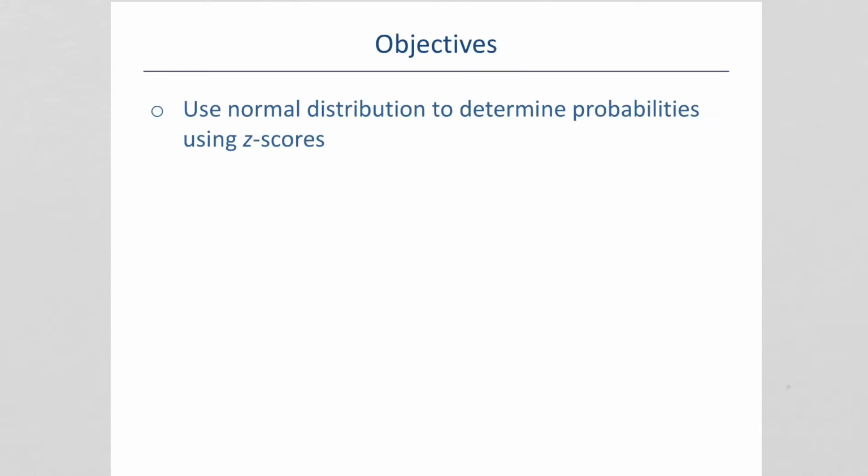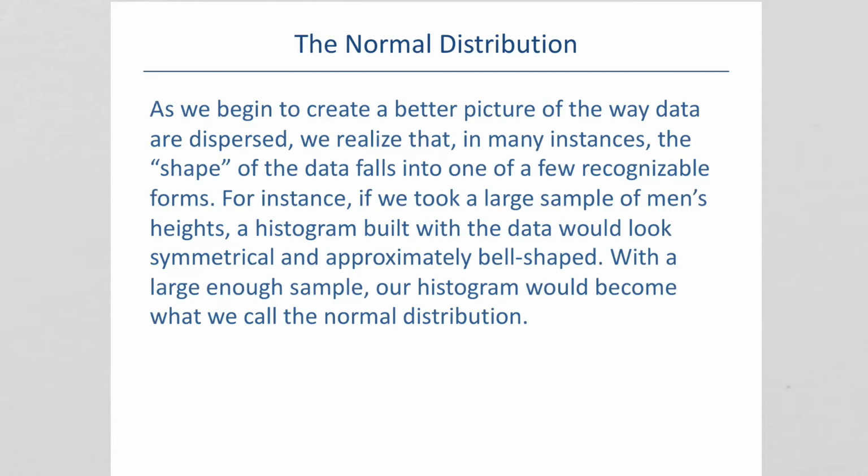Today we're going to talk more about the normal distribution. We've already discussed it a bit with the 68, 95, 99.7 rule. As we begin to create a better picture of the way data are dispersed, we realize that in many instances, the shape of the data falls into one of a few recognizable forms. For instance, if we took a large sample of men's heights, a histogram built with the data would look approximately symmetrical and bell-shaped. With a large enough sample, our histogram would become what we call the normal distribution.